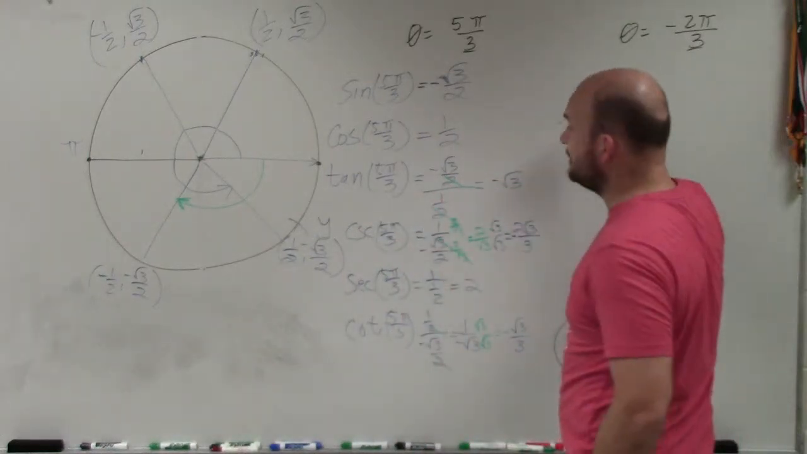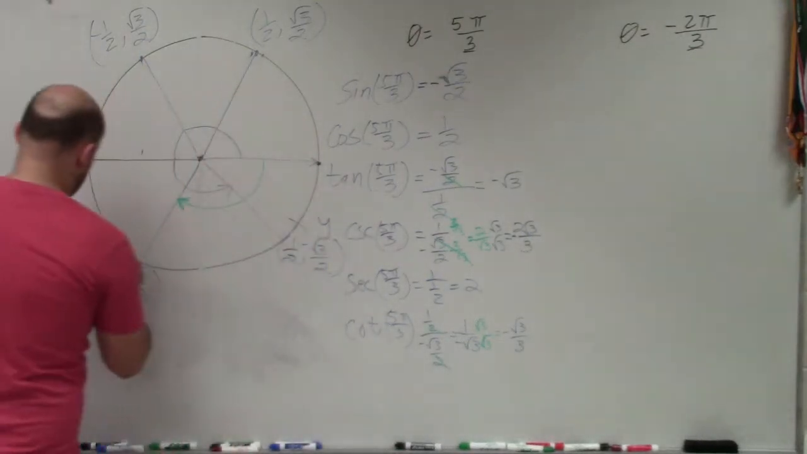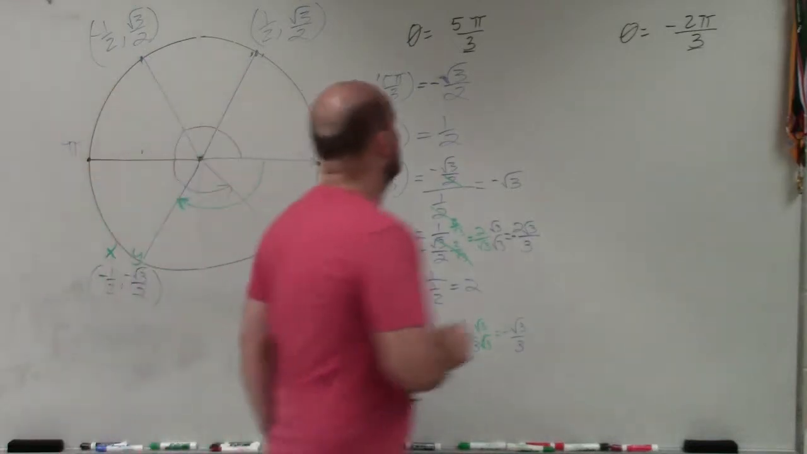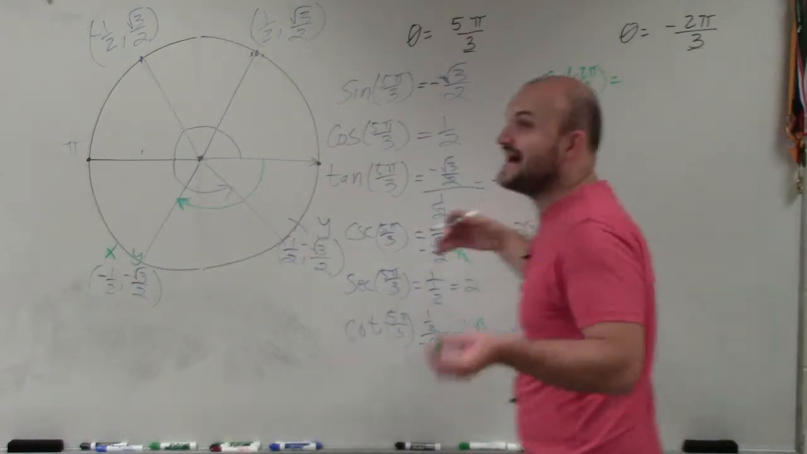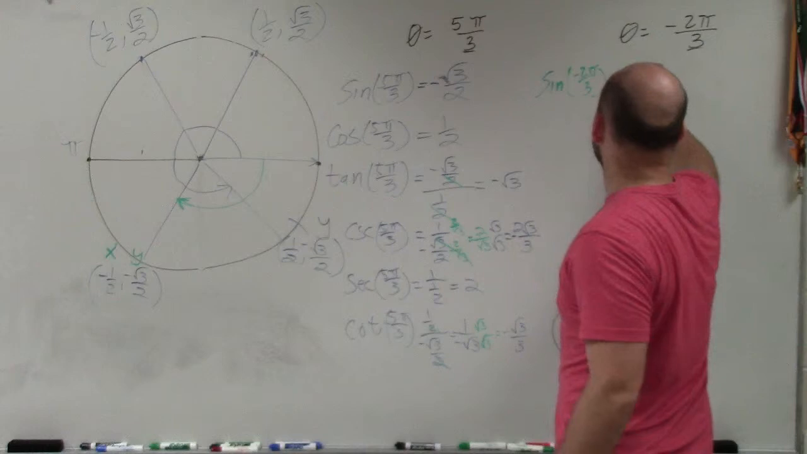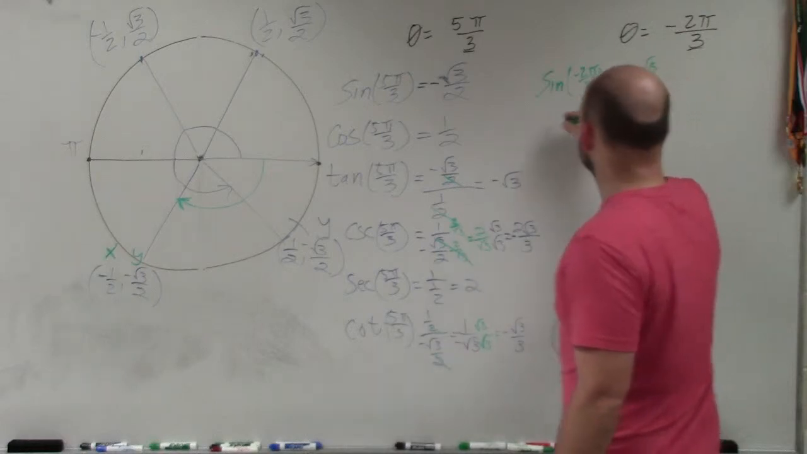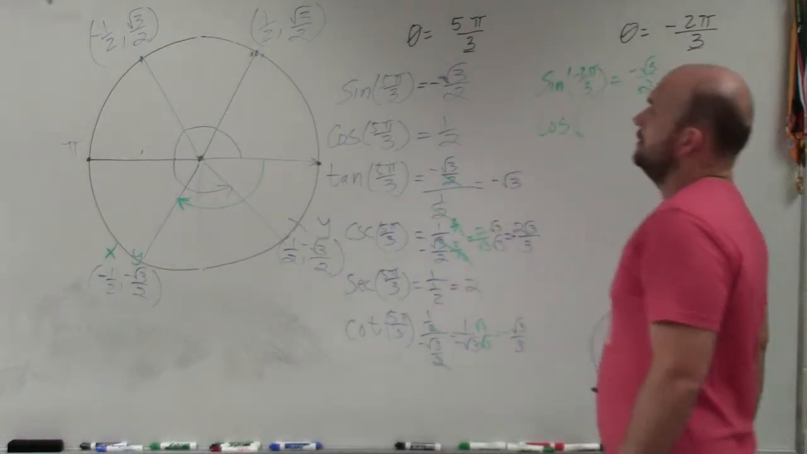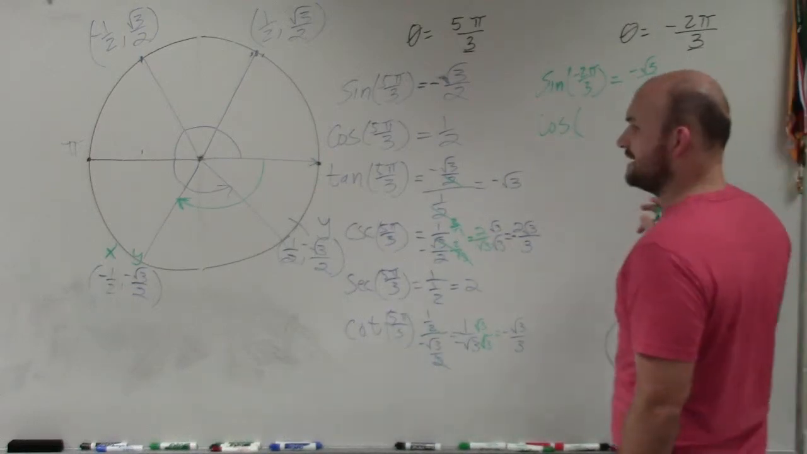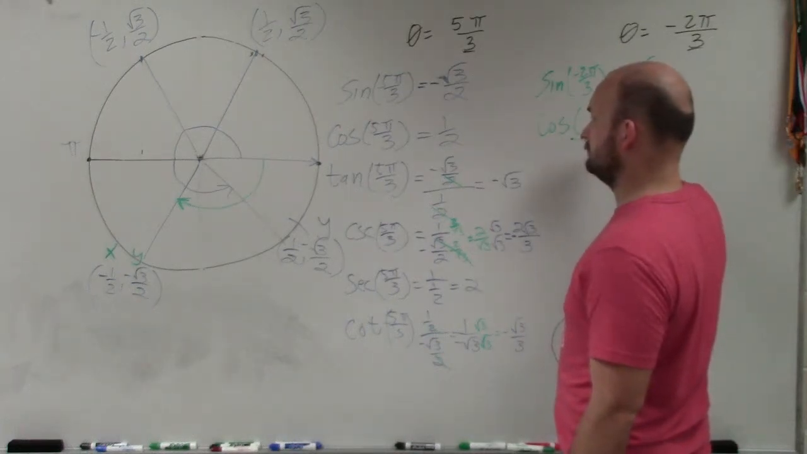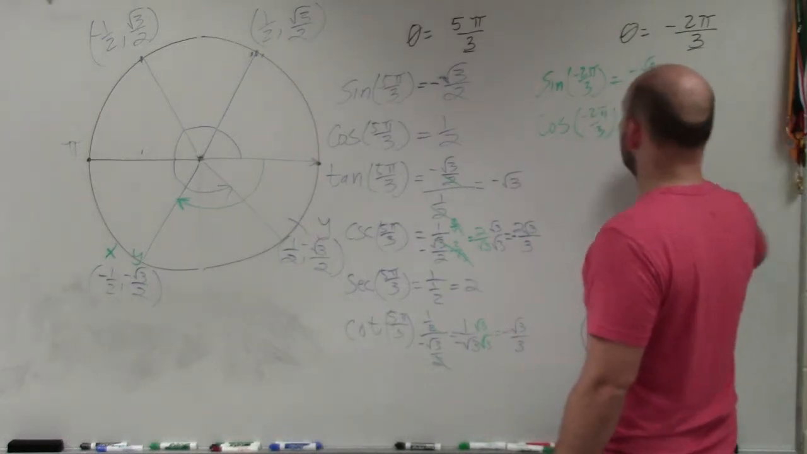All right, so again, the main important thing is identifying what is your x and your y. So in this case, we have our x and we have our y. So now let's do the sine of negative 2 pi over 3. Again, sine just represents the y coordinate, right? So we look at the y coordinate and we say, all right, negative square root of 3 over 2. Done. Cosine. The cosine is going to be your x coordinate, which for negative 2 pi over 3 is going to equal negative 1/2.